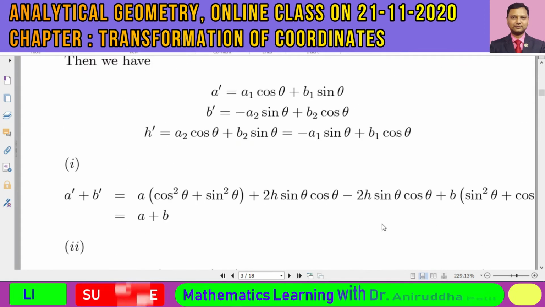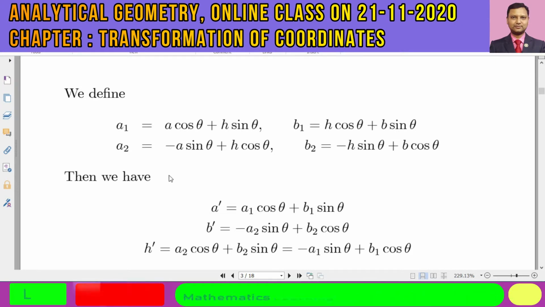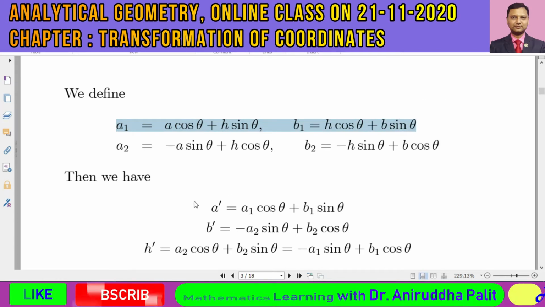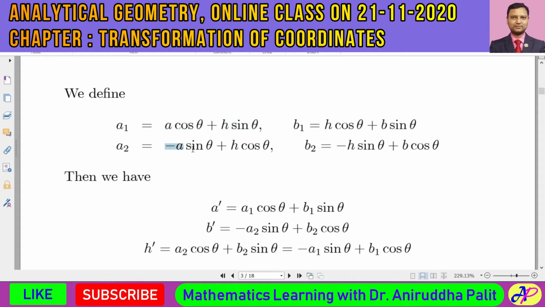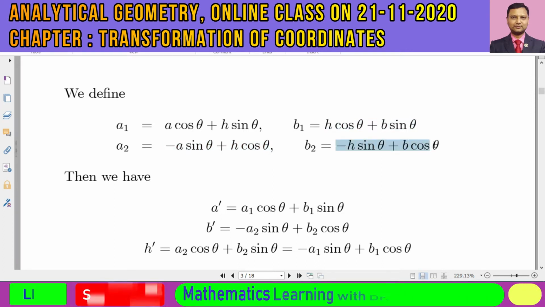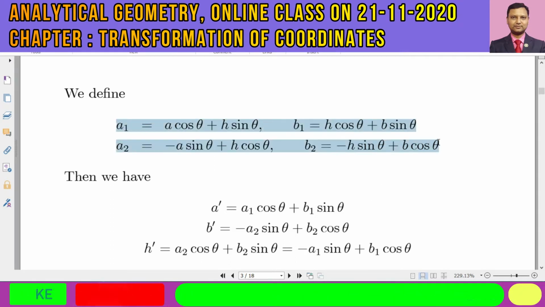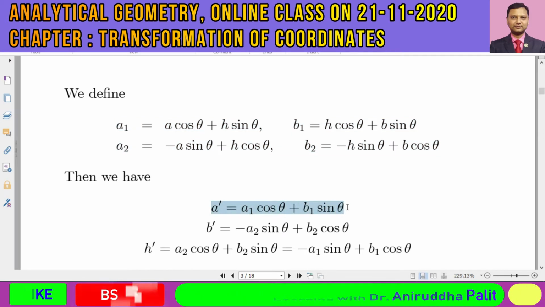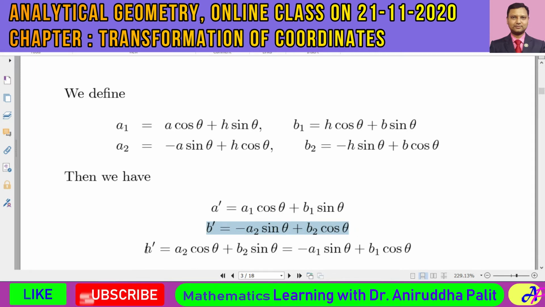During the proof, we had to consider the expressions of four new quantities. The two main new quantities we need to remember are a1 and b1. a1 is equal to a cos theta plus h sin theta, and b1 is equal to h cos theta plus b sin theta. If we differentiate a1 with respect to theta, we get the expression of a2. Similarly, if we differentiate b1 with respect to theta, we get the expression of b2. Assuming all these four results, we are able to write a prime in this way, b prime in this way, and h prime has two different expressions. The first contains the quantities having index 2, and the second contains the quantities having index 1.